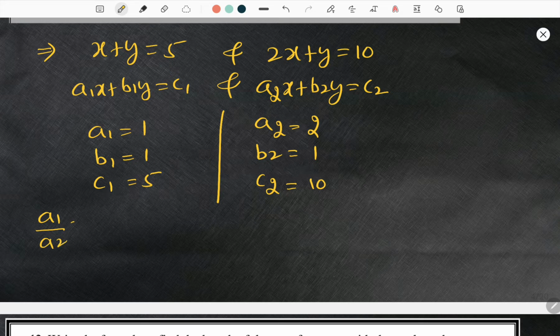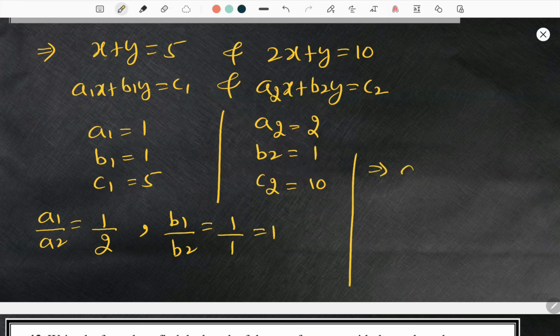Find out a1 by a2. So what is the value of a1 by a2? 1 by 2. Alright. Find the value of b1 by b2. b1 by b2 is 1 by 1, which is nothing but 1. Look at this. a1 by a2 is 1 by 2 and b1 by b2 is 1. So what does it mean? It means a1 by a2 is not equal to b1 by b2.